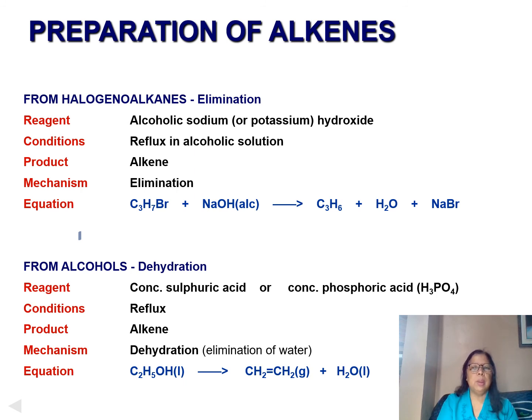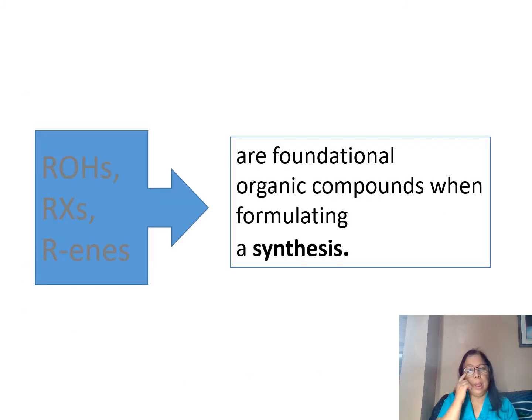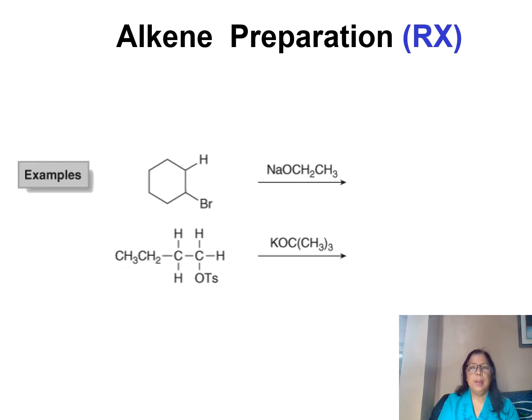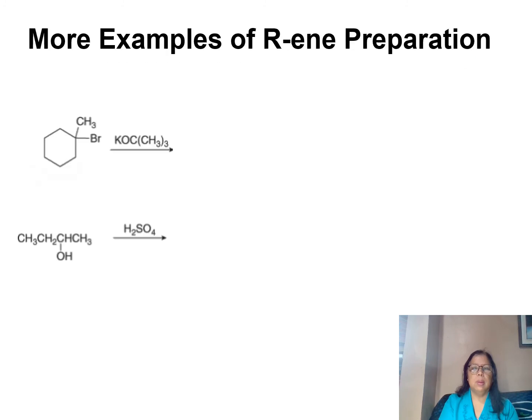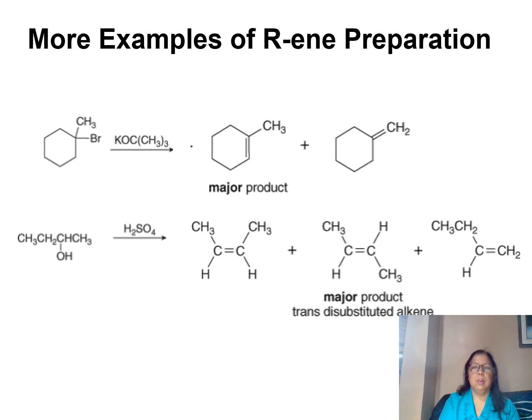So from here, you could make some distinction. If there is a preparation of alkene coming from halogenoalkanes, we'll make use of alkaline substances like sodium hydroxide. But if you are preparing alkenes from alcohol, you make use of acids. And then these are foundational illustrations of formulating some synthesis. So these are examples of alkene preparation. I hope you can get the changes.